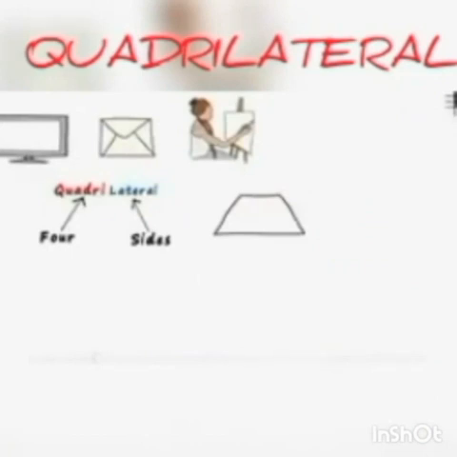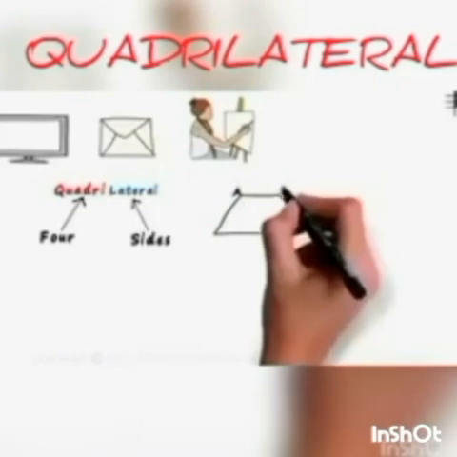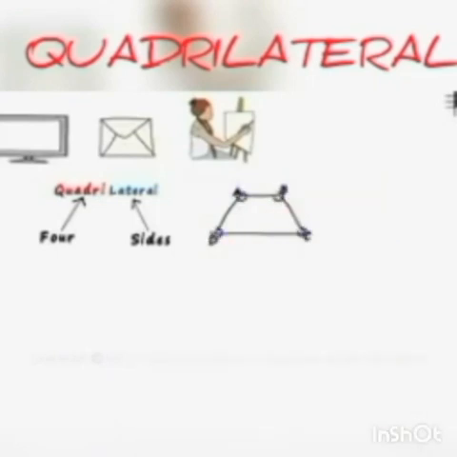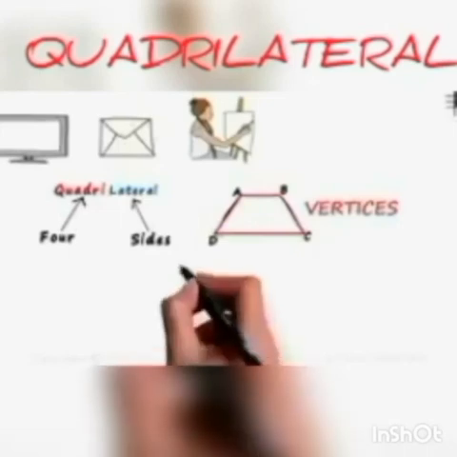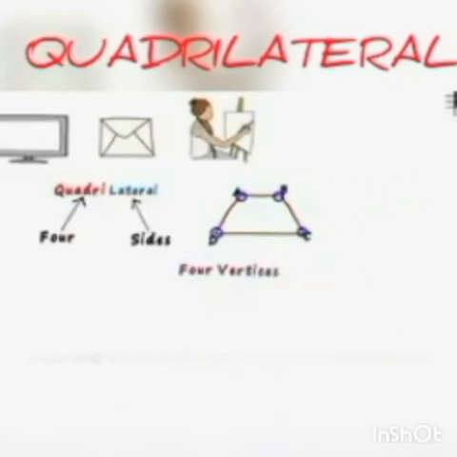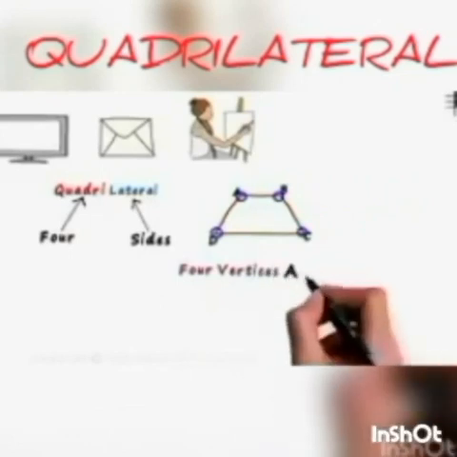To name the quadrilateral, we have to name these 4 points. We call them A, B, C and D. These things which are named are called vertices. A quadrilateral will always have 4 vertices. Each point is called a vertex.